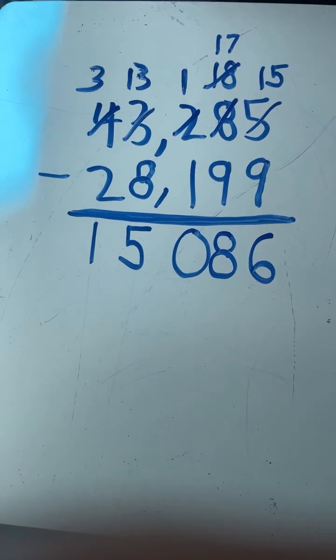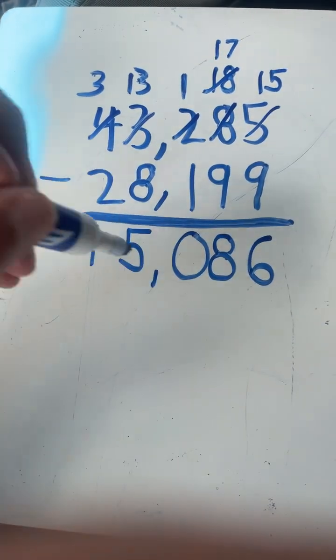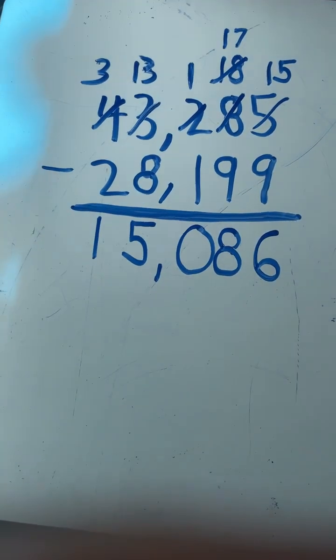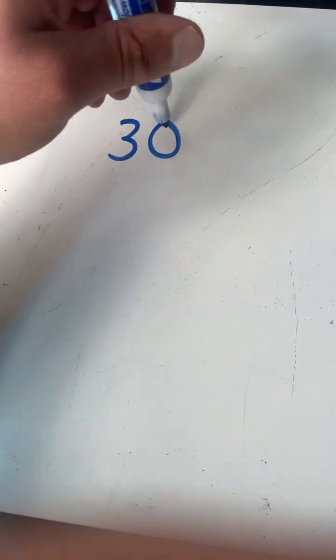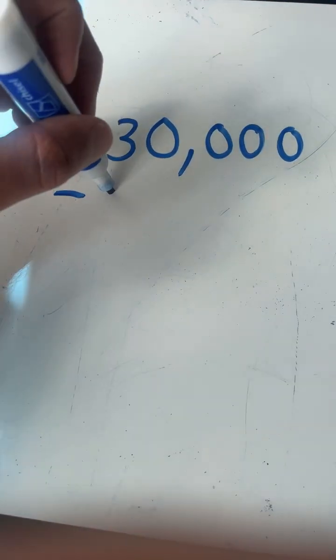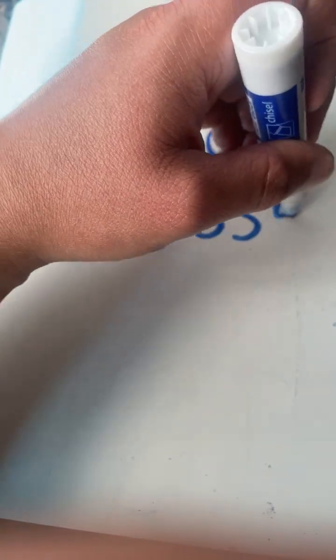43,285 minus 28,199 equals 15,086. Alright, and now going to get into another one. Alright, 30,000 minus 18,335.